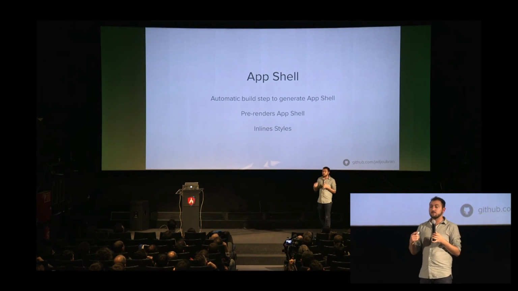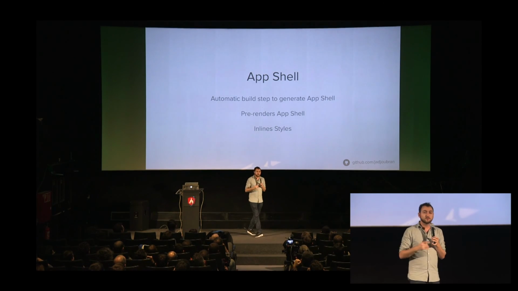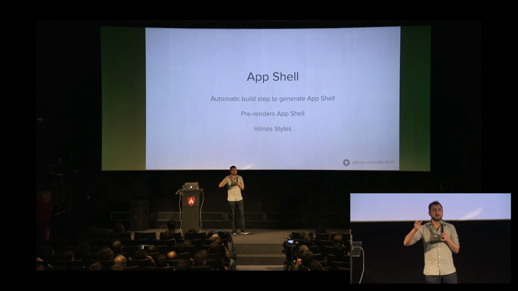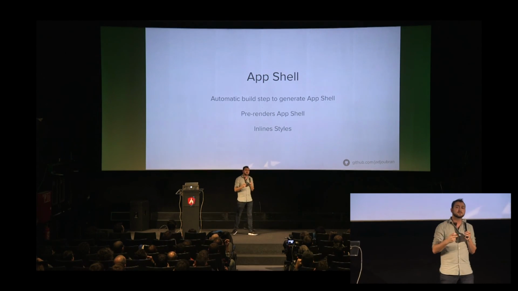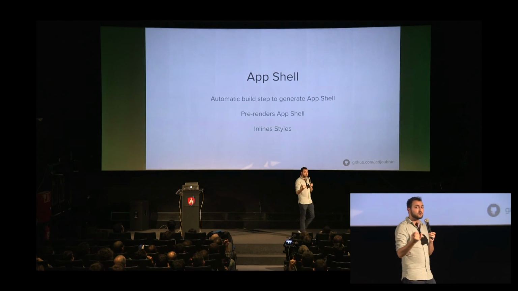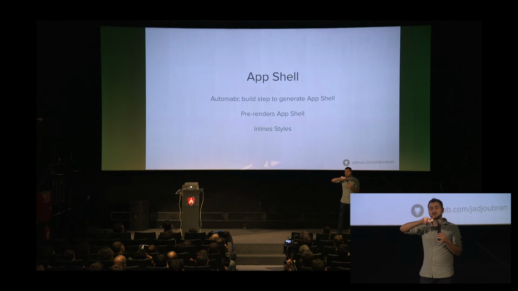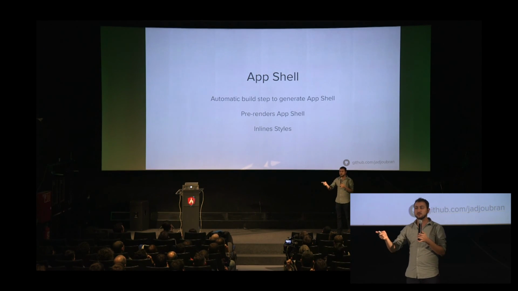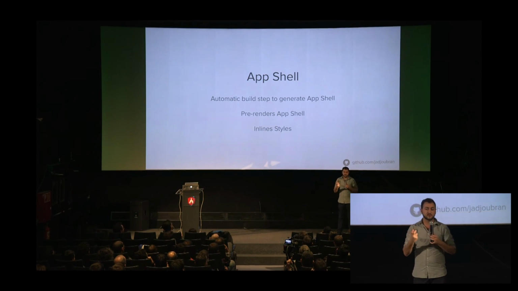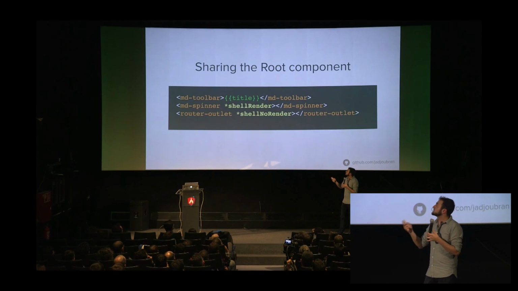You also have an automated build for the app shell, which means you don't have to worry about getting the styles, the ones you want to inline. This is something the Angular build tool will do automatically. It's going to figure out which are the things you need as part of the app shell. So you annotate and say, this is part of the app shell, this is not part of the app shell. Then it's going to get all the critical styles and inline them in the head automatically, and it's going to pre-render the app shell.